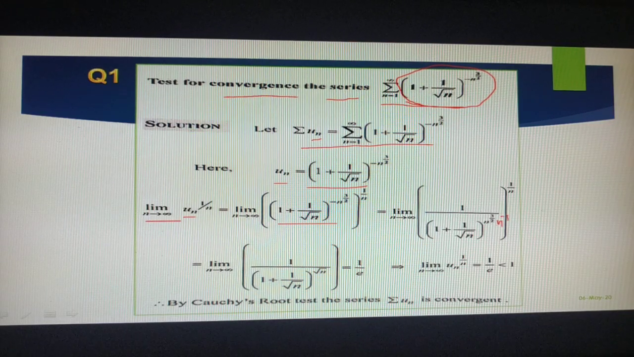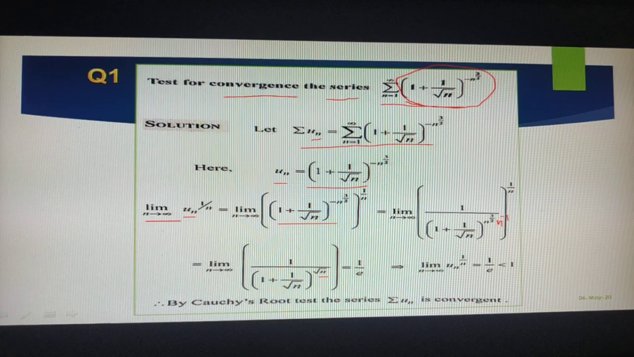So that means we have bases that are equal, so you can add the powers. 3 by 2 minus 1 means what? That will be 1 by 2, isn't it? n to the power of 1 by 2 means root n. Right? So limit n tends to infinity, the numerator 1 to the power of 1 by n means 1 only, over 1 plus 1 by root n whole to the power of root n.